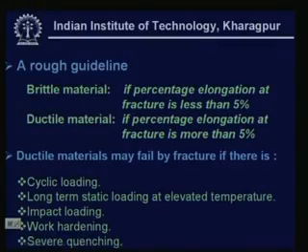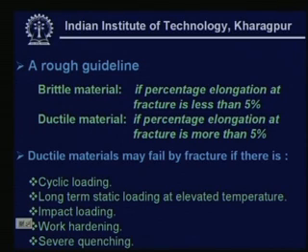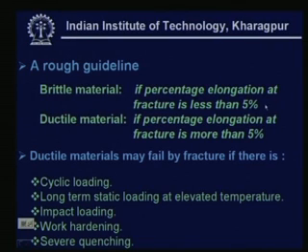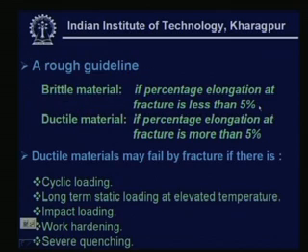Well, which is a brittle material, and what is a ductile material? Then you can see a rough guideline. If the percentage elongation at fracture is less than 5%, then we consider it to be a brittle material, and a ductile material is one where the percentage elongation at fracture is more than 5%.